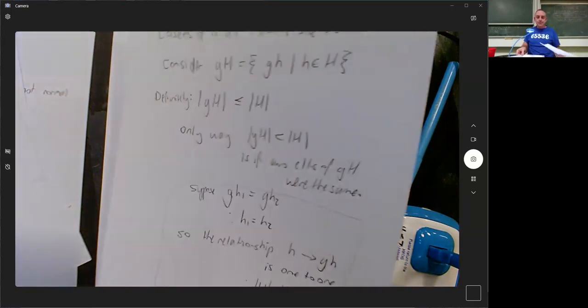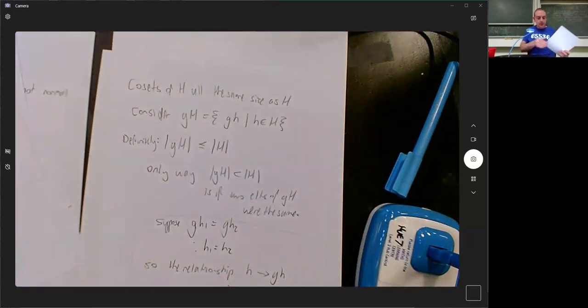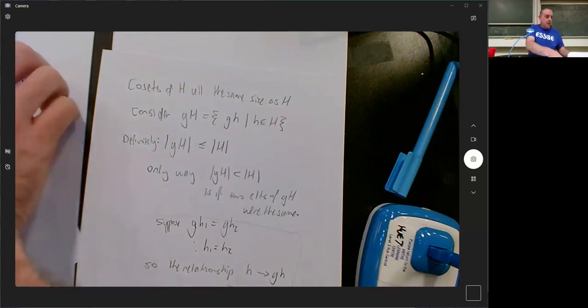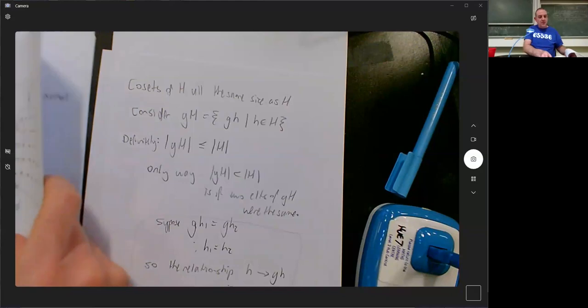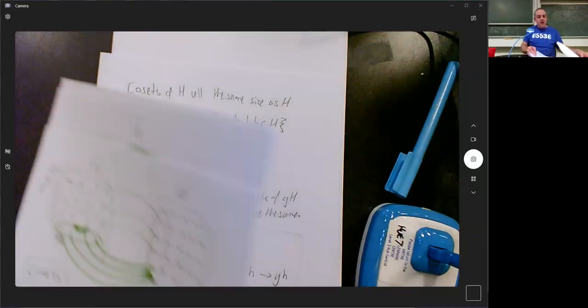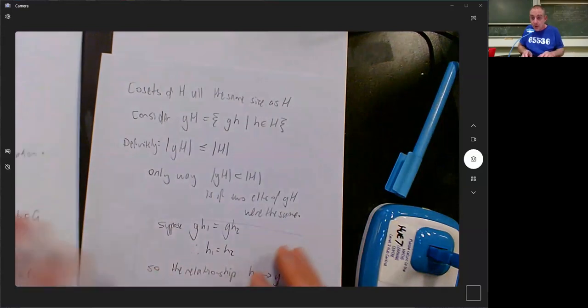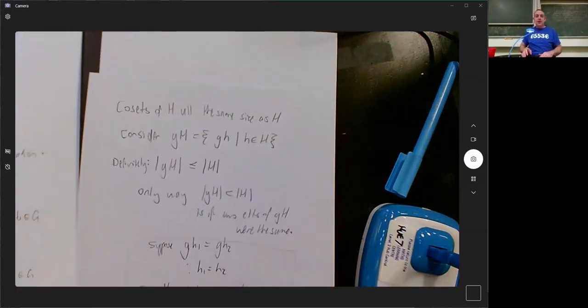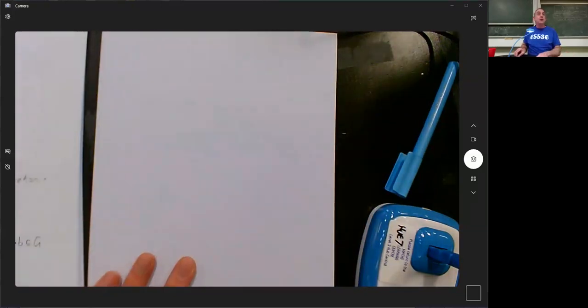Okay, so I've just been asked, is it true that if H is a normal subgroup, then the group operation has to be abelian? No, it does not have to be true.